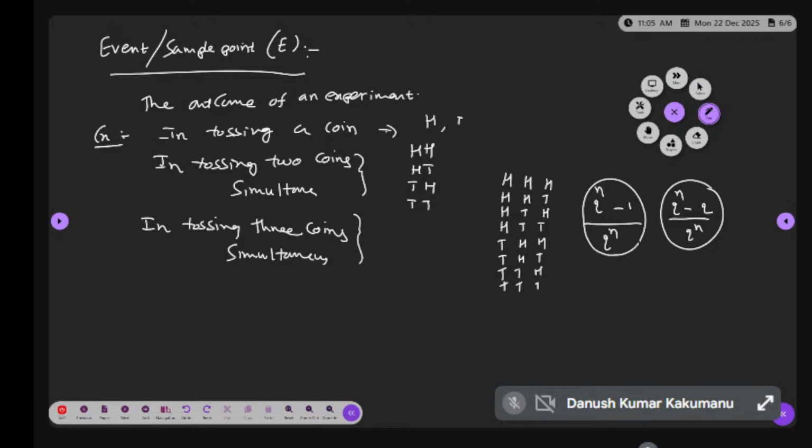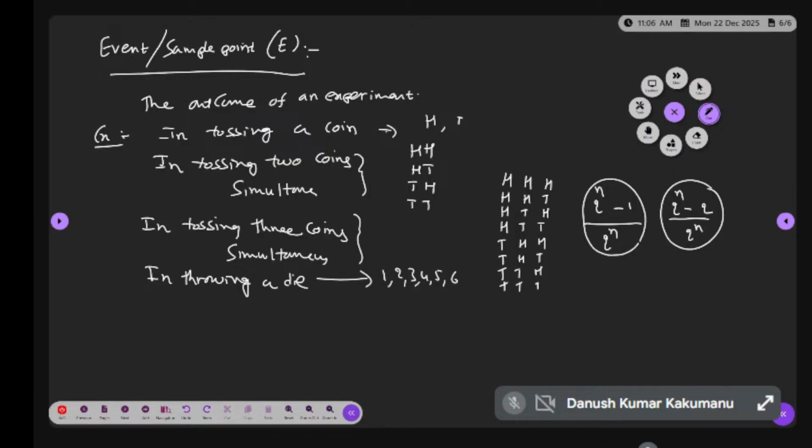Yes. These are all examples of what? What is the definition we are discussing? Event. What is the other name of the event? Sample point. Everyone understood? Yes. Now, one more example: in throwing a die, what are the possible outcomes? 1, 2, 3, 4, 5, 6. These are the possible outcomes. You understanding? Yes.